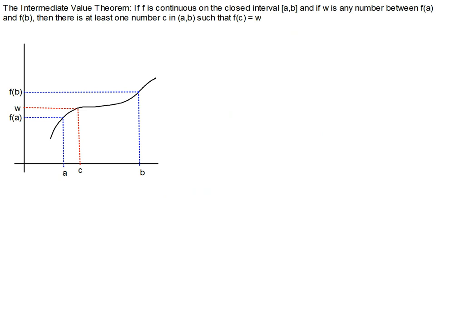Another important piece of continuity is the intermediate value theorem. The intermediate value theorem says that if you have a function that is continuous on a closed interval from a to b, then any number between f of a and f of b, for example, w, can be found by choosing a number, c, we'll call it, between a and b. So if it's a continuous function, every value between f of a and f of b can be obtained by choosing a value between a and b. That's the intermediate value theorem.